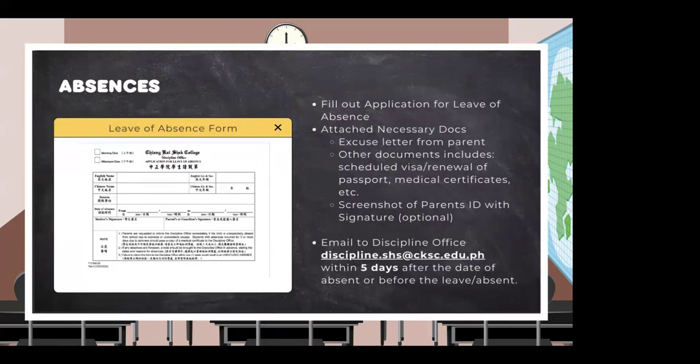You must fill out the application for leave of absence and attach necessary documents. Attach a letter from the parent. Other documents include scheduled visa or renewal of passport, medical certificates, and so on. You can also pass it together with the screenshot of your parent's ID with signature. Email it to the Discipline Office, discipline.shs@cksc.edu.ph, or you can pass it directly to the Discipline Office, which is located at the ground floor, Nara campus.